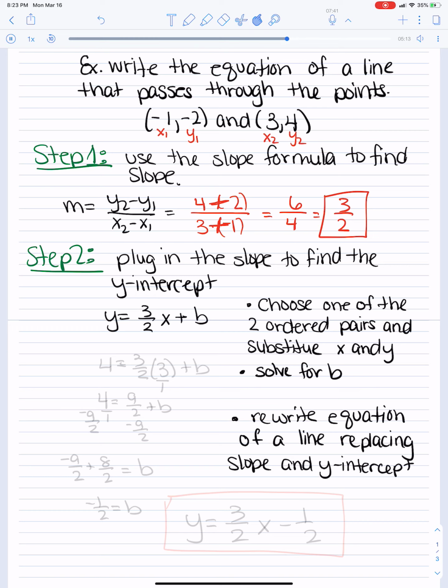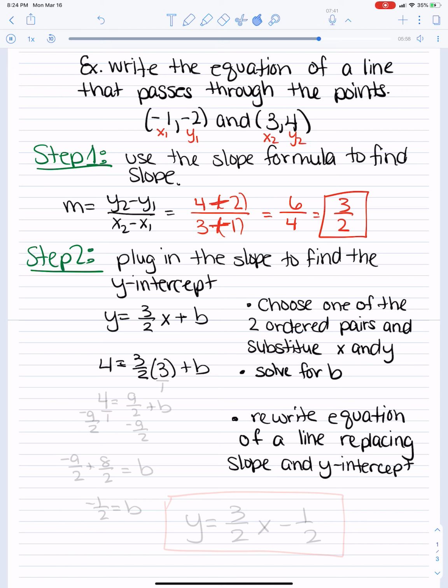Okay, well, I don't know what b is, but we're given 2 points, so we have an x and a y. We're given -1, -2, and we're given 3, 4. So we're going to choose one of the 2 ordered pairs and substitute x and y. So we can either choose the first pair, -1, -2, or we can choose 3, 4. I'm going to select 3 and 4 just because they're both positive and I don't feel like dealing with any negatives right now. So y is 4, so I'm going to replace y with 4. My slope stays the same, and x I'm going to replace with 3 and add b.